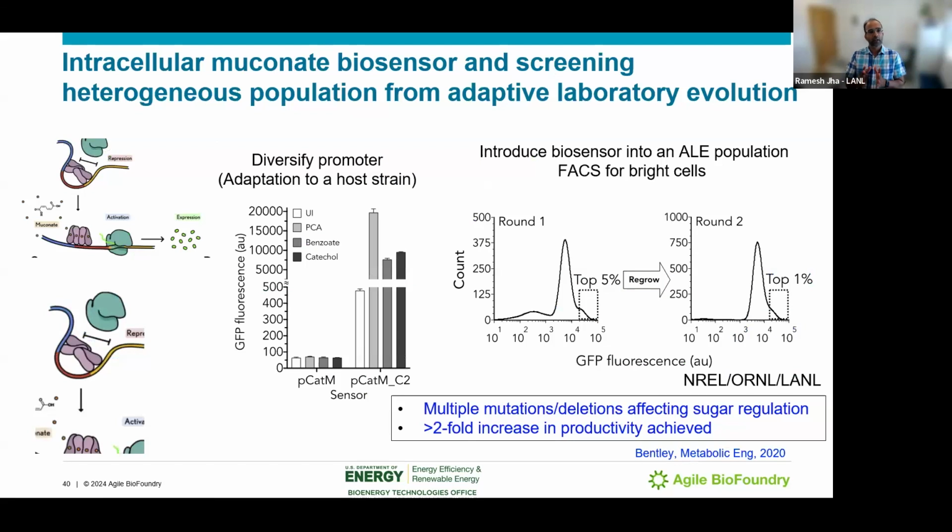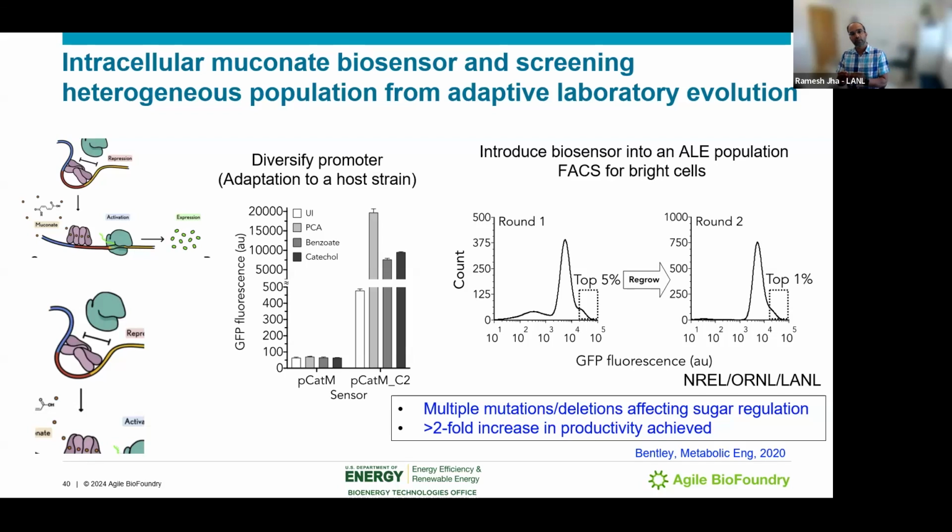This is an example where we created a muconate biosensor, and using a diversification of the native promoter of this CatM transcription factor, we were able to adapt it to Pseudomonas putida, which is of our interest for muconate production. We show in the middle panel that there was a high response with some of these precursors for muconic acid such as PCA, benzoate, and catechol.